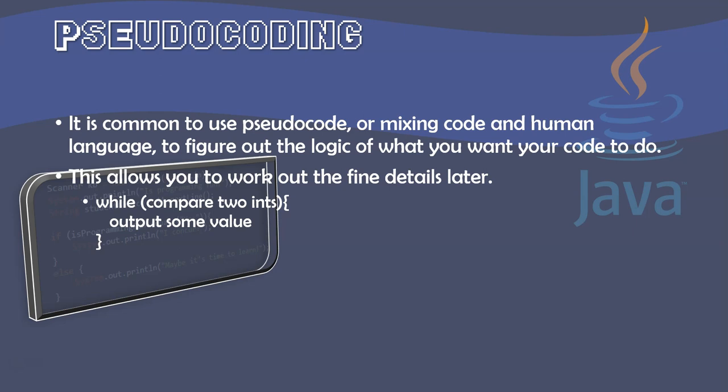All right, this of course would just be a quick example. You can see it doesn't have everything I need in there, but it's just a quick example, and I can look at this and I can figure out very easily translating this. Well, if I'm comparing two ints, that means I'm probably having two variables that I'm going to compare, probably with a Boolean expression, and outputting some value means I'm probably going to use a print line statement.